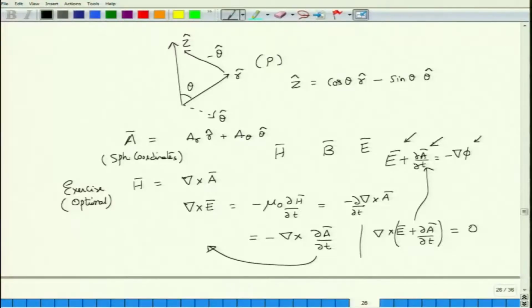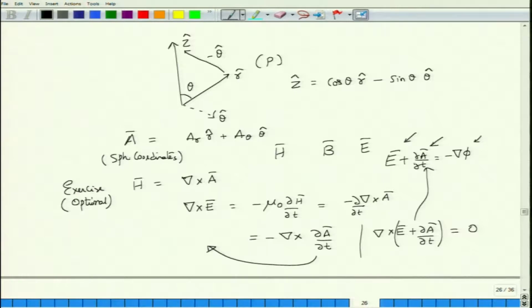So you can think of this del A by del T term as the term that actually couples electric field E to the magnetic field H. Okay. Now that we have written E plus del A by del T as the scalar potential, is it possible for us to go further?